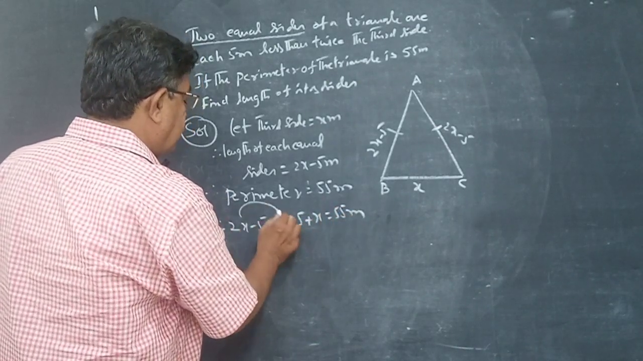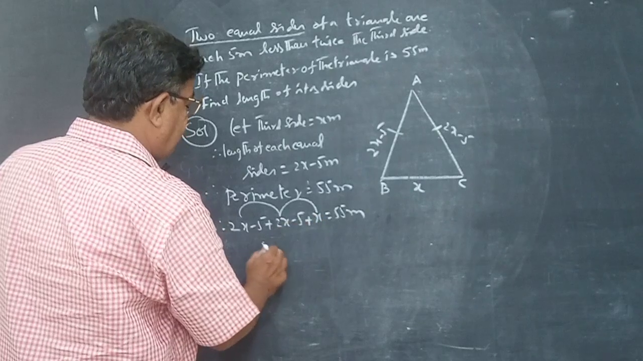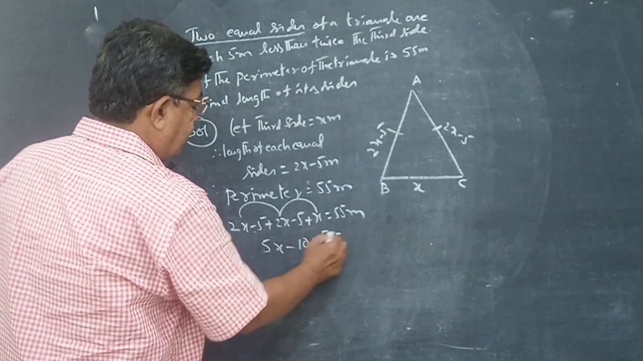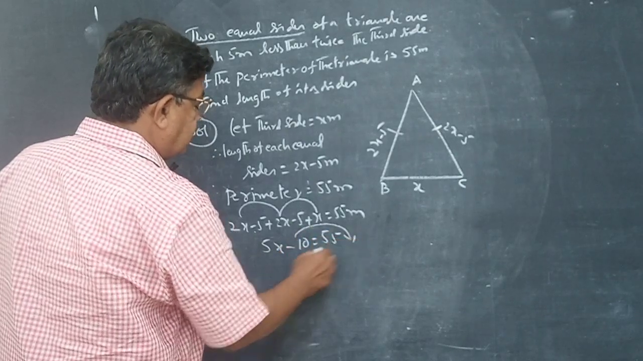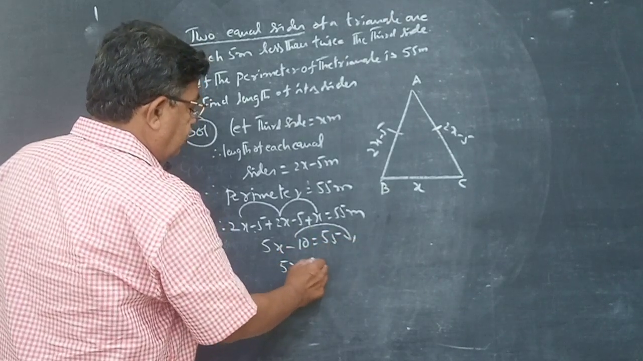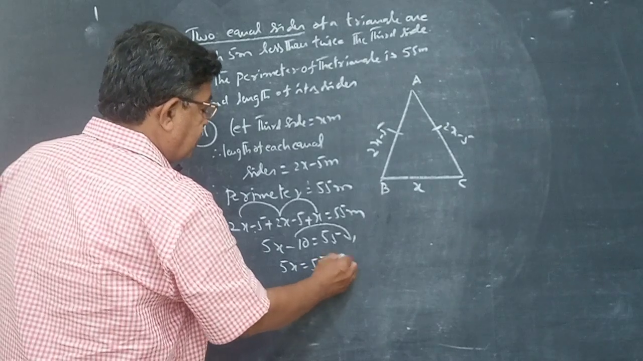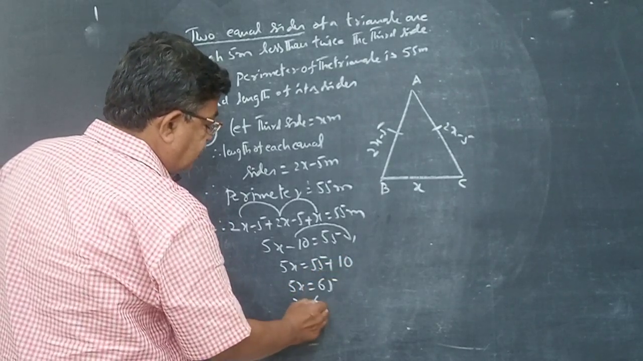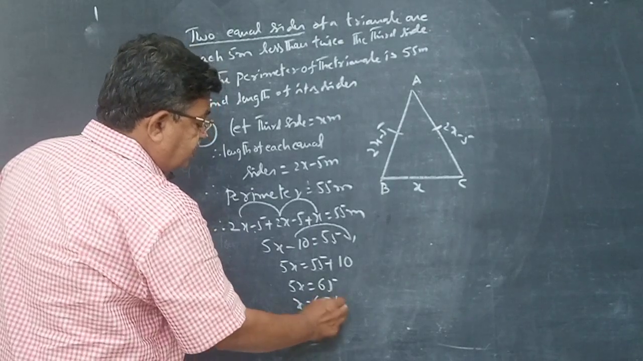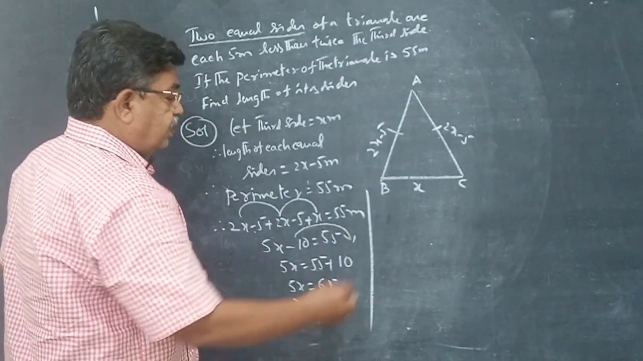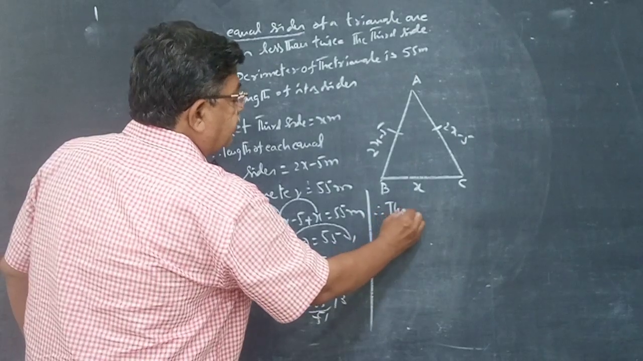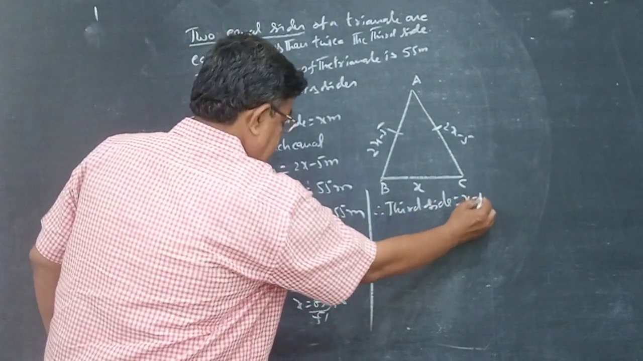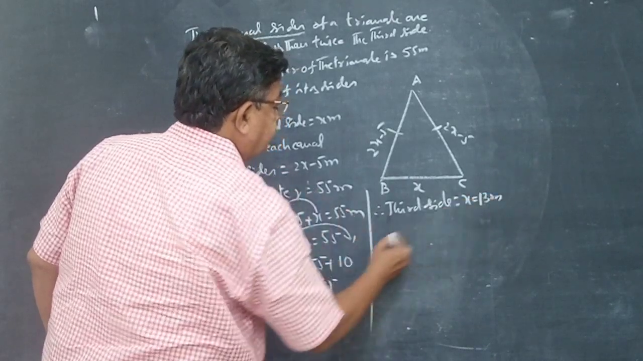Add the like terms: 2x plus 2x is 4x, 4x plus x is 5x, minus 5 minus 5 is minus 10, equal to 55. Now transpose minus 10 to the other side. 5x is equal to 55 plus 10. 5x is equal to 65. x is equal to 65 by 5. 5 ones are 5, 5 thirteens are 65. Therefore, the third side is x equal to 13 meters.